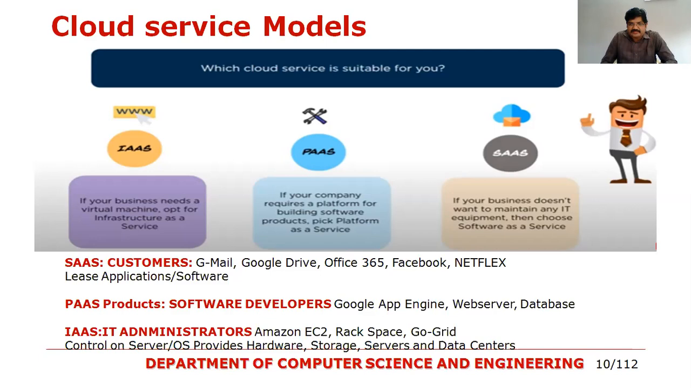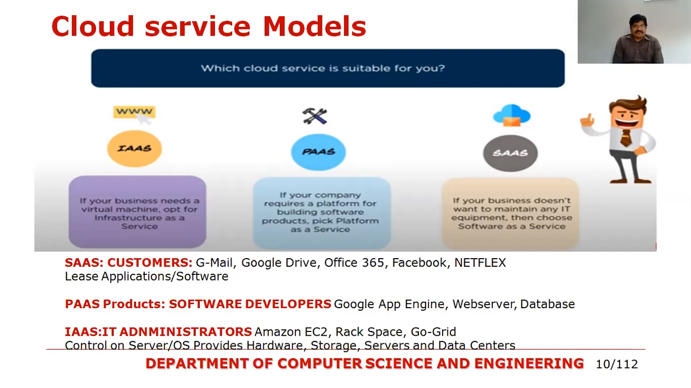SaaS stands for software as a service. When we are using software as a service, it's nothing but if your business does not want to maintain any IT equipment, then choose software as a service. The best example for software as a service is Gmail. Gmail is software offered by Google Cloud. And Google Drive is also one of the software offered by Google. And Microsoft Office 365 is also software offered by Microsoft. And Facebook is also well known, and Netflix is also one of the entertainment software we are using in our daily lifestyle.